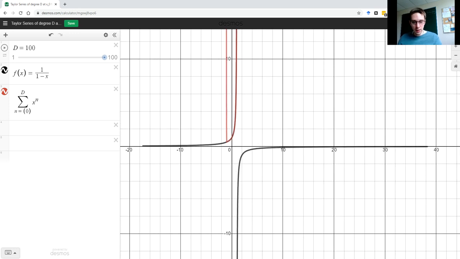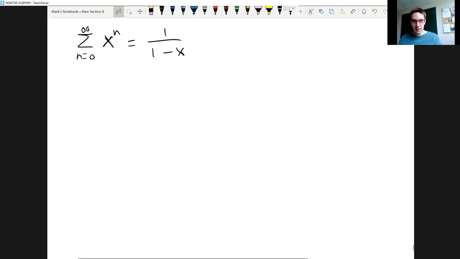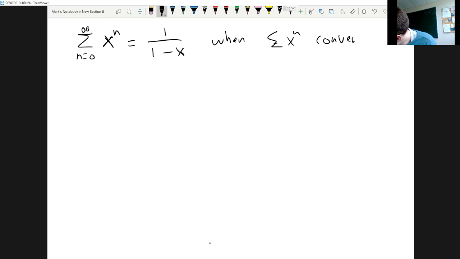So I actually lied to you a moment ago. I said that these two things were the same, but they're not the same. They are only the same when the sum converges. This sum on the left-hand side doesn't always converge. It doesn't converge for all values of x. In fact, it only converges for a narrow range of x values. And let's actually compute that interval of convergence.